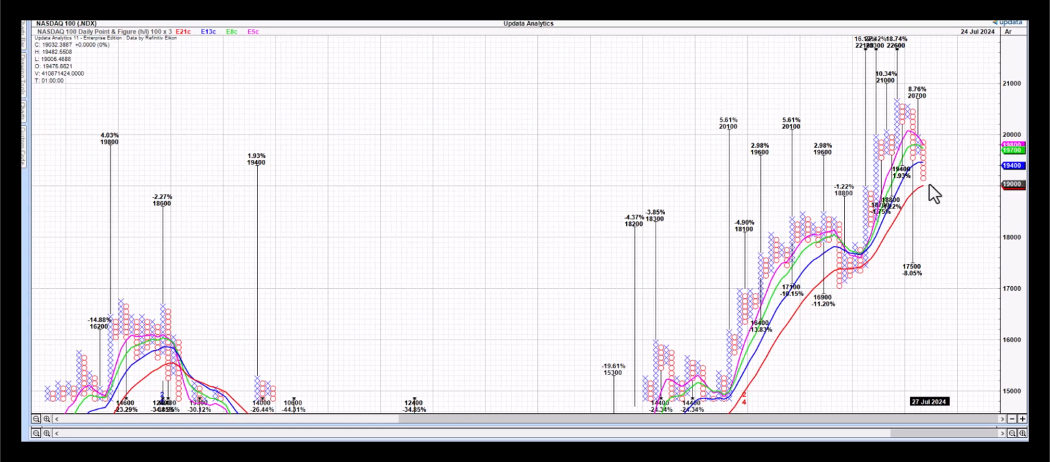But be aware, watching very closely to see what the price action is going to be like in and around this 19,000 and 18,800 zone. That's on the 100 by 3.